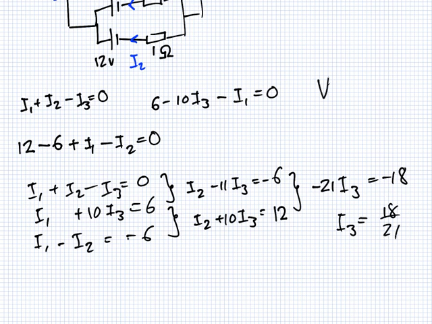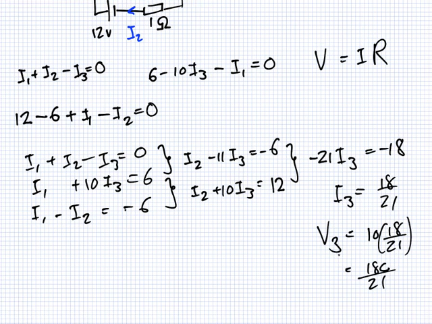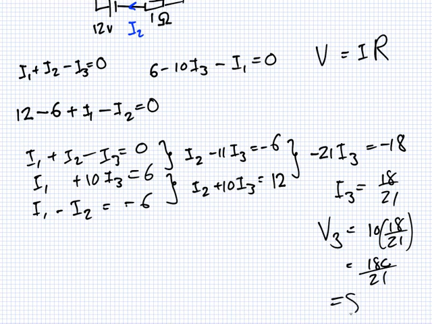But we want V, which is I times R. So V3 will be 10 times 18 over 21, which is 180 over 21. What's that, about 8? 8.57 volts then, is what the voltmeter would say. Question, Monica? Yes. Go on.